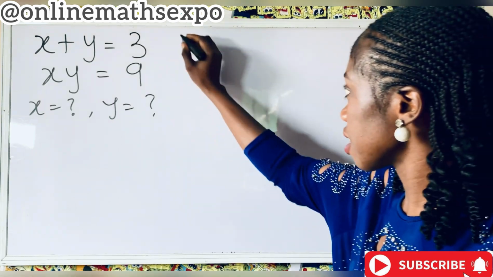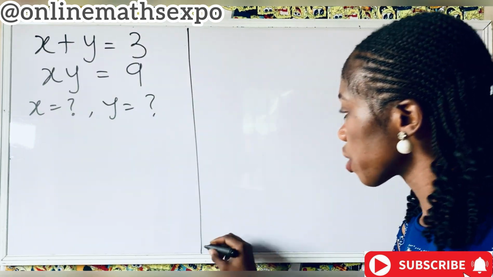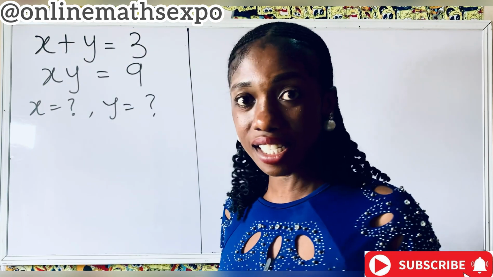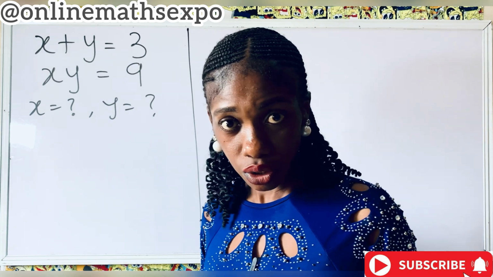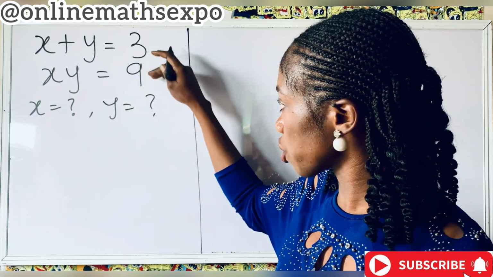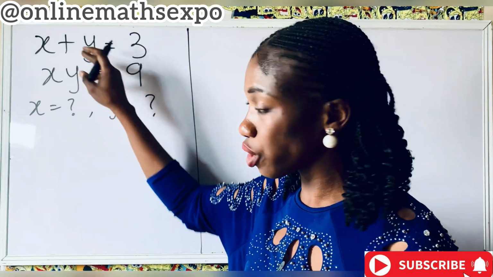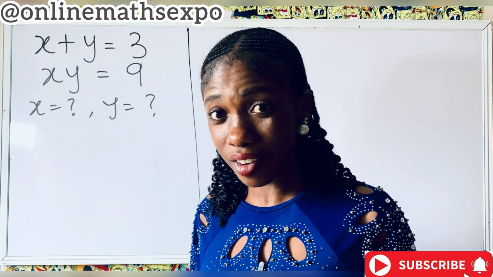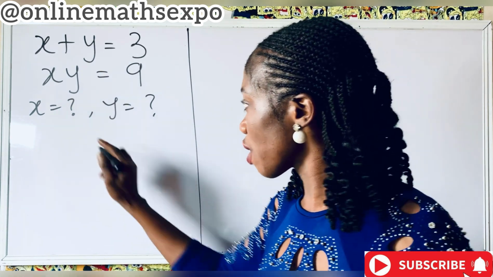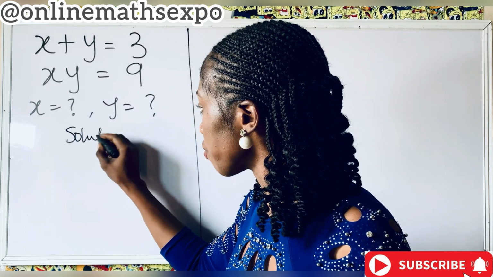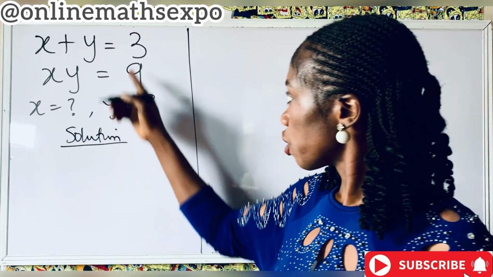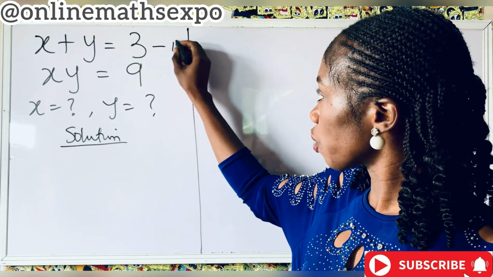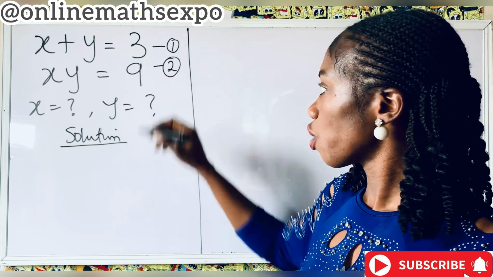Now let's answer this. To solve this question, this is a system of equations, okay? Because we have two equations here with two different variables. So we call it a system of equations. But you have to be very smart in this type. So to answer this question, what do you have? We can label this one equation 1 and this is 2, okay?